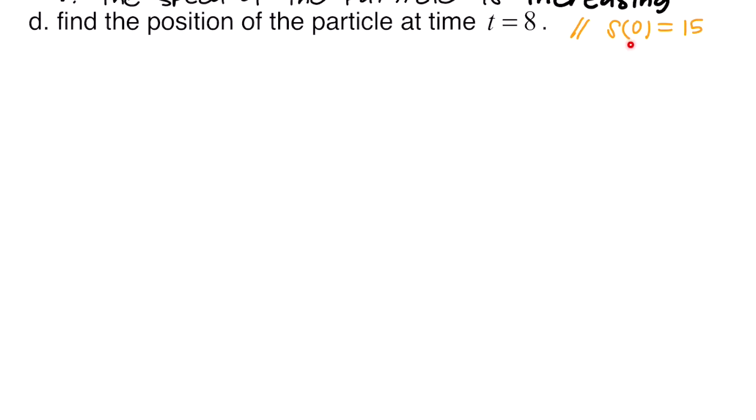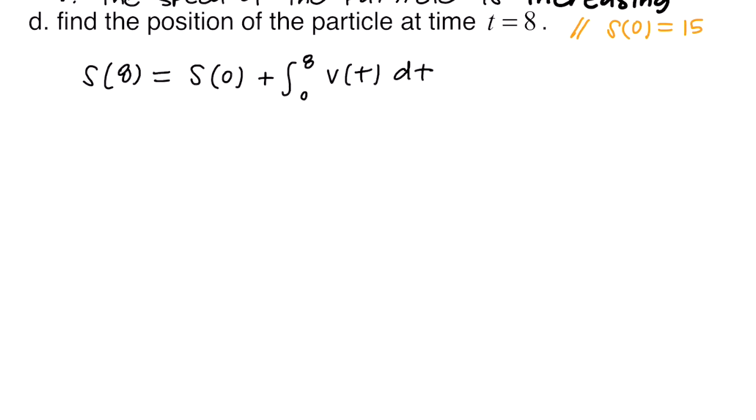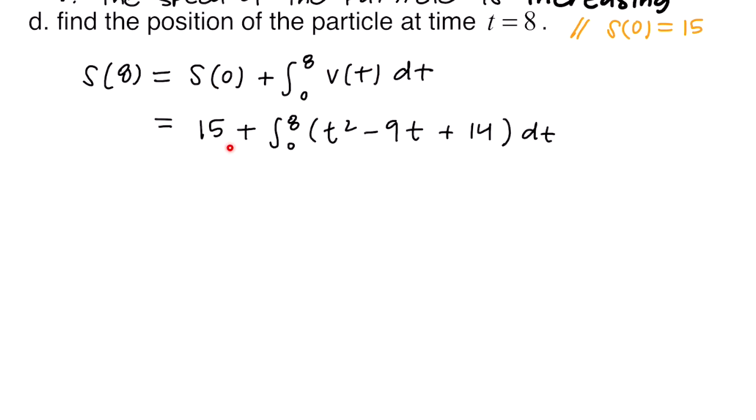Part D says find the position of the particle when t is 8. And then I made a note over here, the initial condition that they give us is the position at t equals 0 equals 15. So to set this up, we're trying to find the position when t is 8, and we know the position when t is 0. So we set it up as s of 0 plus the integral from 0 to 8 of the velocity function. So I plugged in 15, and then I wrote in the formula for velocity.